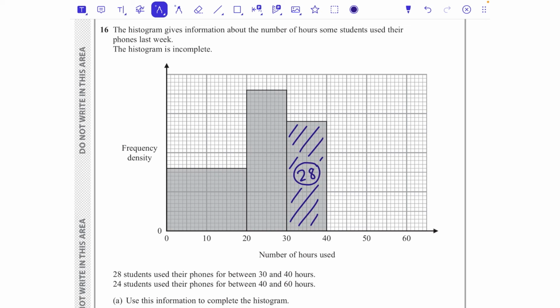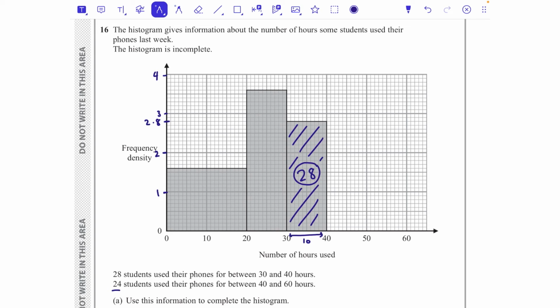24 students use their phone for between 40 and 60 hours. We haven't got that bar yet. This bar then we know has an area of 28. It's 10 wide from 30 to 40. Therefore, to have an area of 28, it must be 2.8 tall, because 10 times 2.8 is how you're going to get that area of 28. If you know that that's 2.8, you then know that this is 2, that this is 1, this is 3, and this is 4 up here.